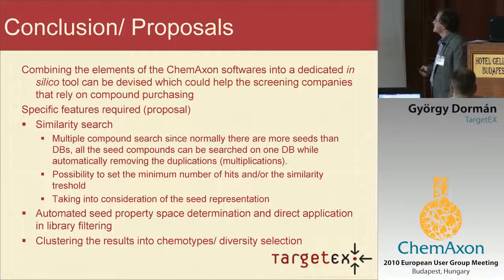And or the similarity threshold, so to put together two parameters, taking into consideration the seed representation that I mentioned. So maybe an automated seed property space determination and direct application would also be beneficial. And finally, as I mentioned, clustering the results into chemotypes and diversity selection would also be very valuable. So I think that was, in a nutshell, what we experienced during driving the Shimano.